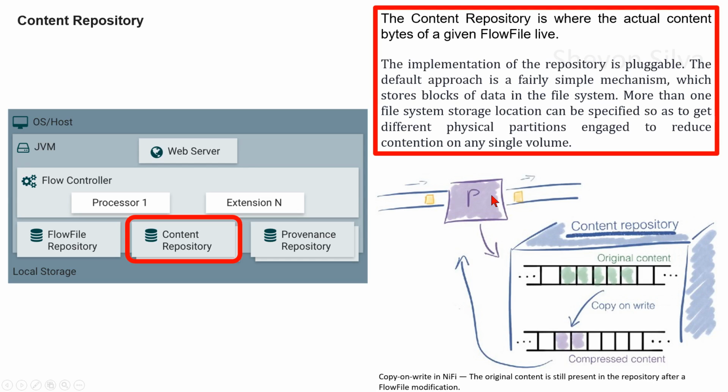Here you can see the processor is connected to the content repository, and in the content repository the original content is connected to the compressed content on copy on write here, and the compressed content is connected to the processor.